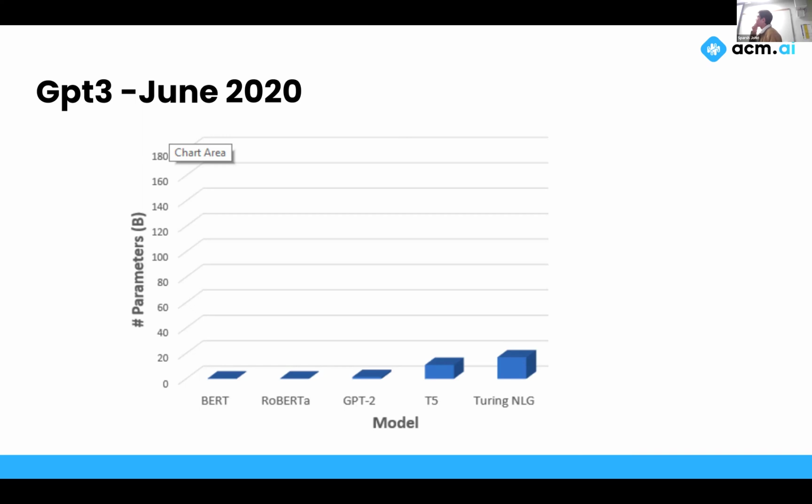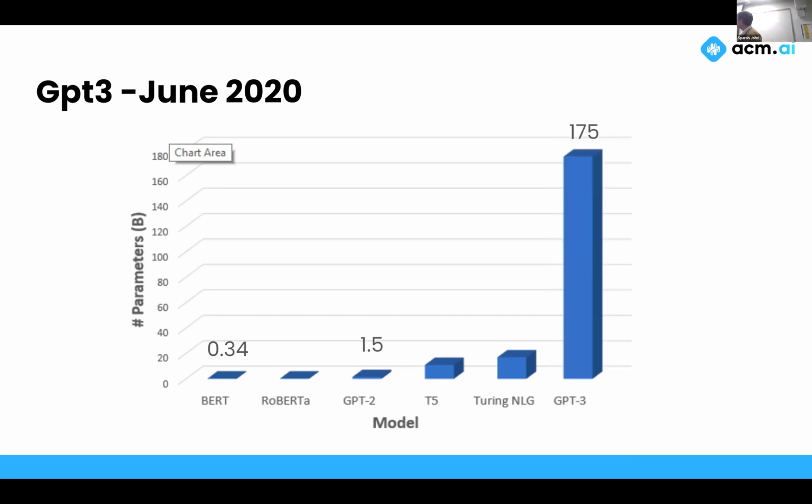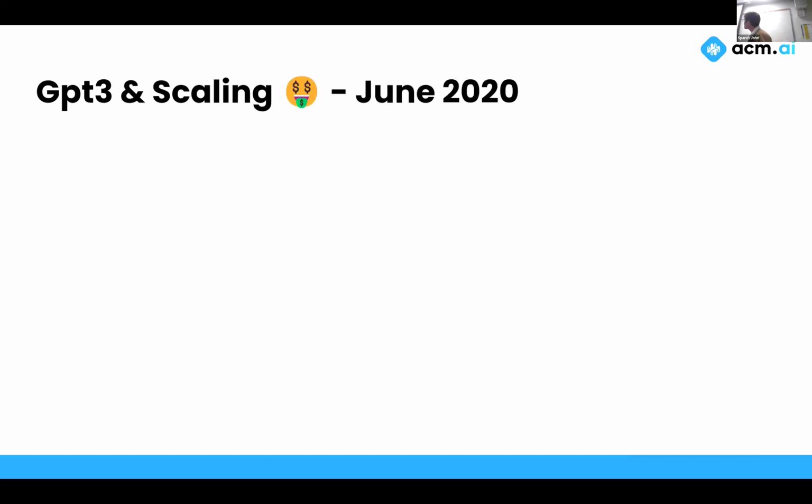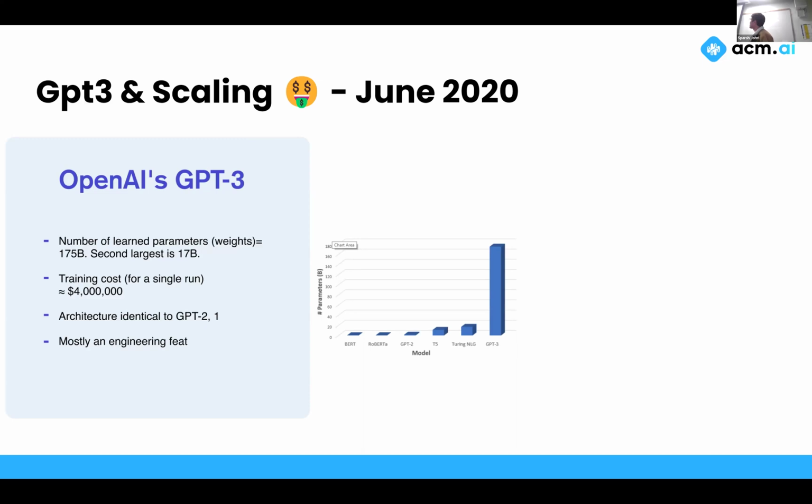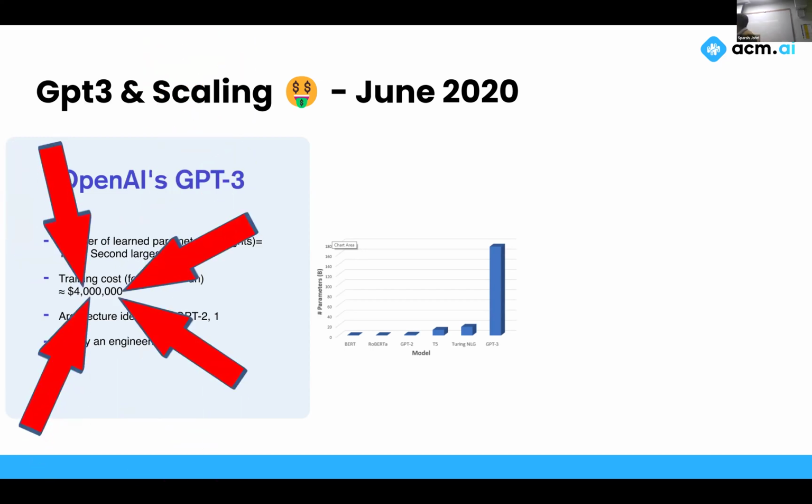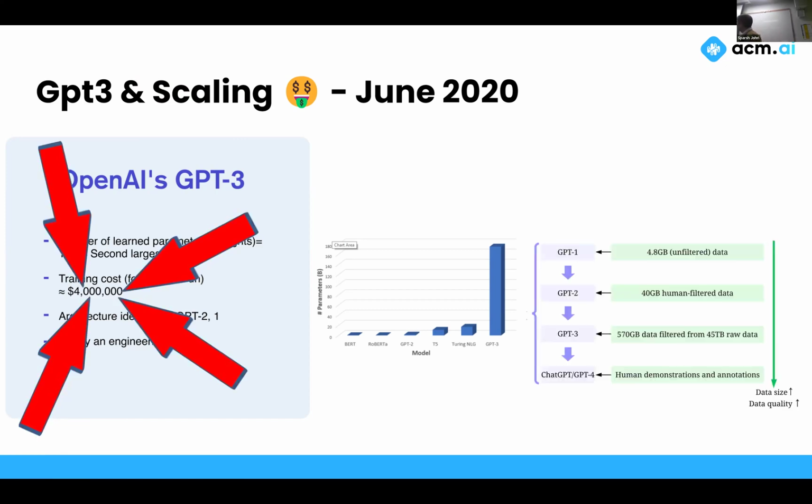GPT-3 came out in June 2020. Look at the number of parameters: BERT is down there at not even 1 billion parameters, very small. It's used every time you Google search. Then GPT-2 came out in 2019, and GPT-3 in 2020 had 175 billion parameters, which is insane. What OpenAI is really good at is scaling. They have a lot of money and a lot of GPUs, and they train really big models very well. Rough estimates were around $4 million just to train it, just electricity and compute, not anything else.